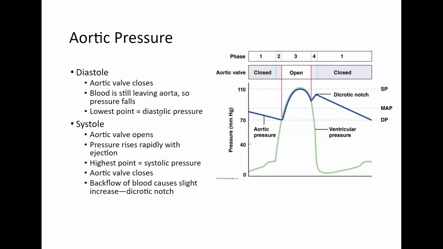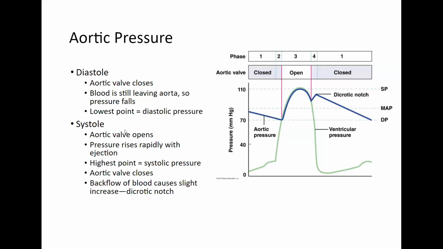When we're measuring blood pressure, we measure diastolic pressure and we measure systolic pressure. That's why we have two numbers, right? So the diastolic pressure, that lower number, is telling us the pressure in the aorta at the dip here during diastole. So that's our diastolic pressure.